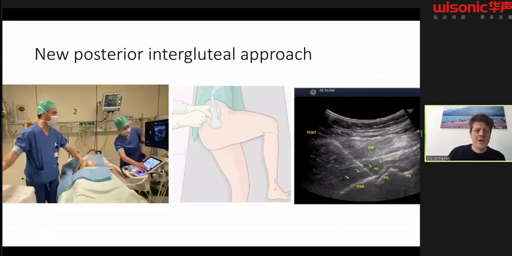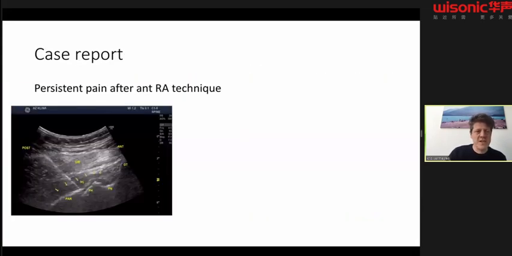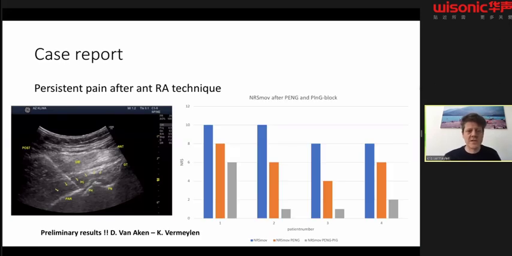We looked at a possible new posterior approach, and I'm just going to give you a little preview about preliminary results. We took a few patients in this pilot study, and this number 2 patient here is the one, 85 years old. He came into the ER. This is the fractured patient, not the hip replacement patient. The patient had an NRS score of 10. We did a Peng block, as I already told you, and the pain dropped to 6, so the Peng block really works.